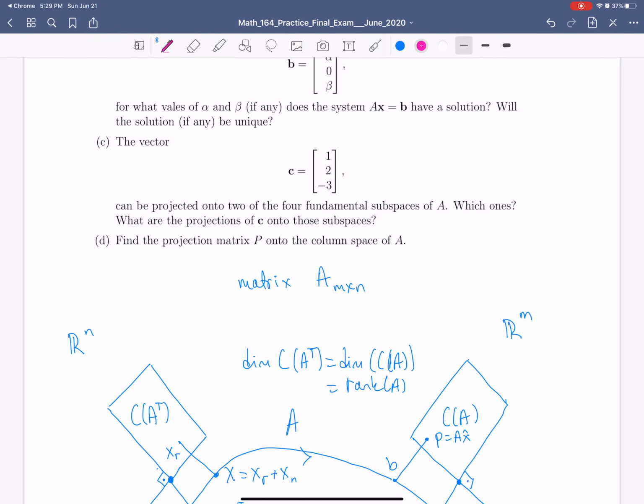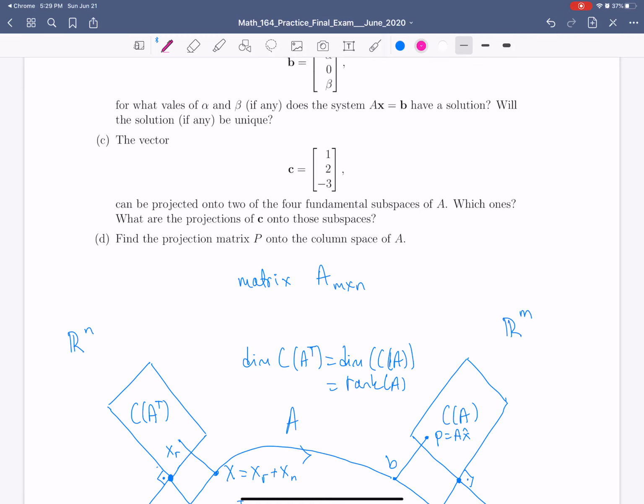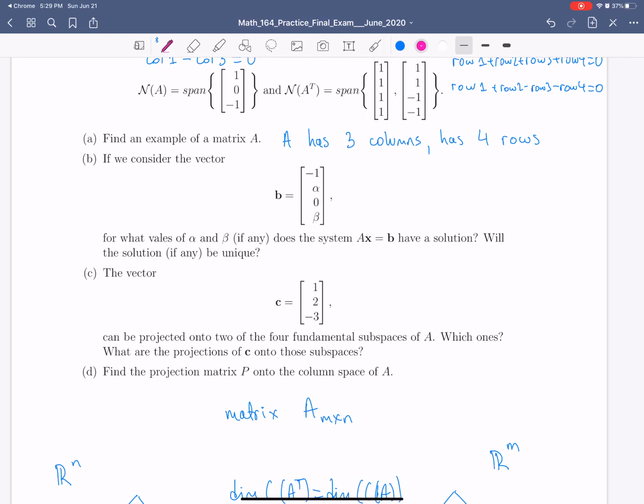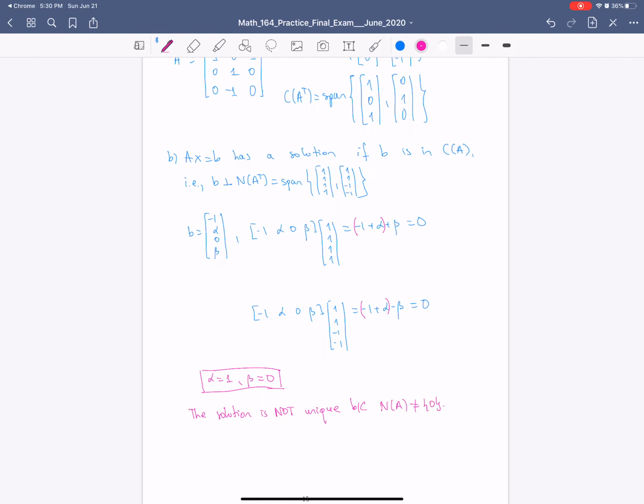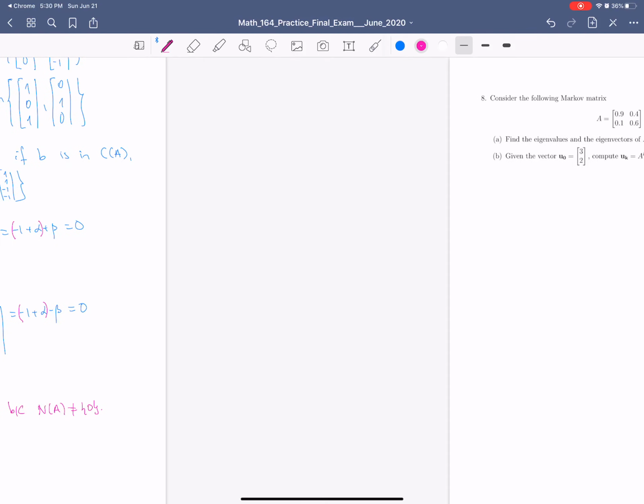Okay, we're given a vector C with three components, and we say it can be projected into two of the four fundamental subspaces of A. Which ones? Well, you're simply looking at the respective sizes. So clearly you can project it onto the null space. The null space has three components. And then what is the orthogonal complement of the null space? Well, it is the row space. So C can be projected. Is there any room here? Maybe a new page.